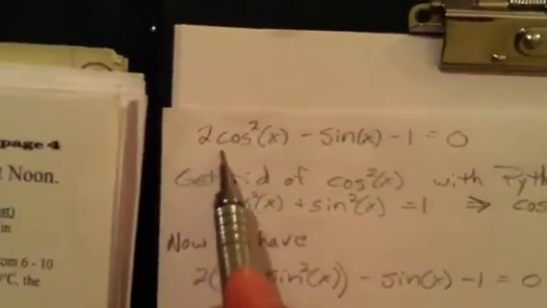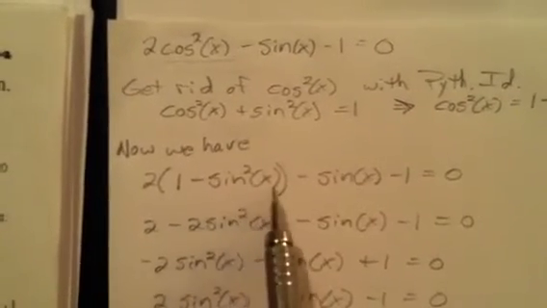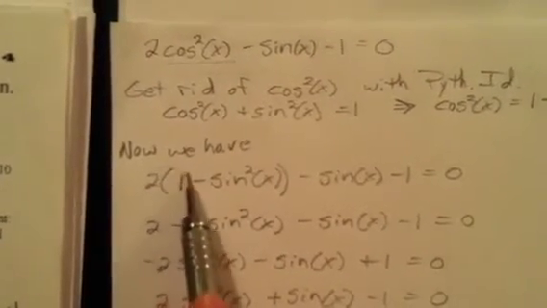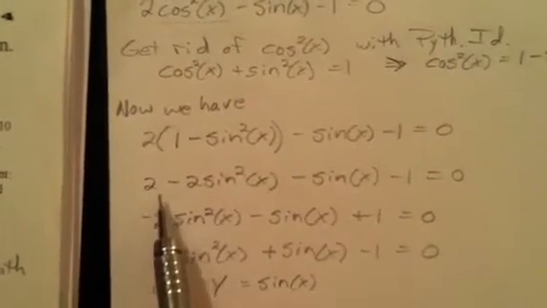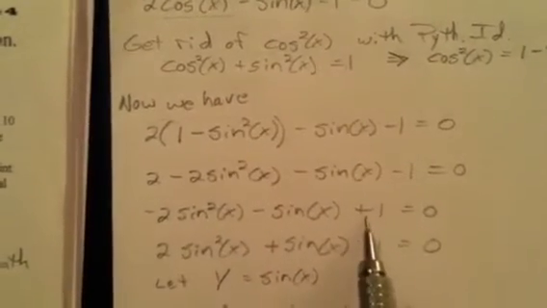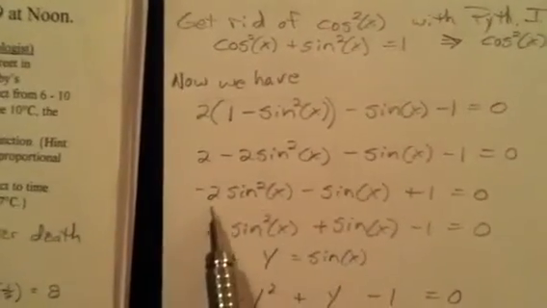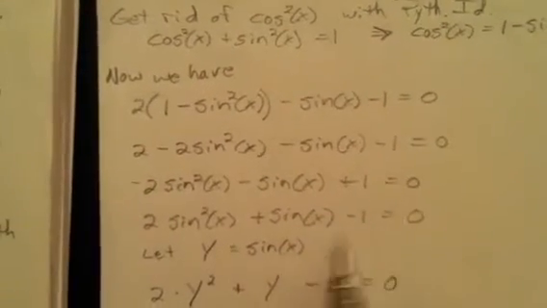So what I want to do is, in this equation right here, replace cosine squared with 1 minus sine squared. So then I'll have an equation that only has sine in it. Substituting that in for cosine squared, I'm going to have to distribute the 2 through, which gives me this. And then combining like terms, 2 minus 1 is going to be plus 1. I get negative 2 sine squared minus the sine of x plus 1 equals 0.